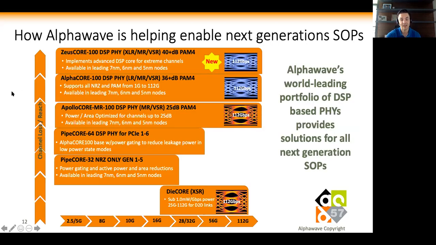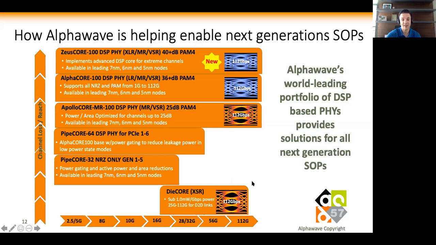And what are we doing at Alphawave to enable this next generation system on package? Being the world's third largest provider of physical interface IP, we not only provide the high performance, long reach I/O to take signals off of the package and to drive real world interconnects within the data center for both Ethernet as well as PCI Express and other standards.